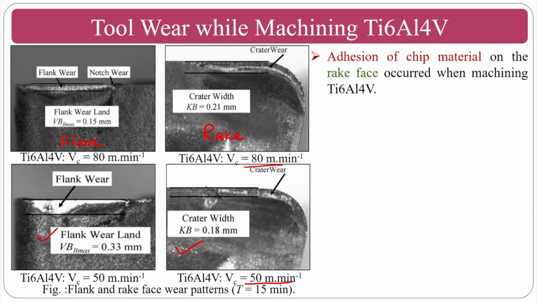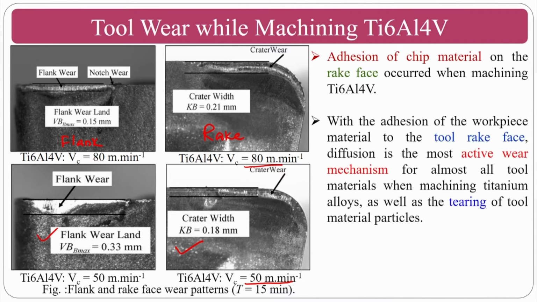The adhesion of chip material on the rake surface occurs. That is one of the things if you are going to increase to higher speeds. With the adhesion of the workpiece material to the rake surface, diffusion is the most active wear mechanism.